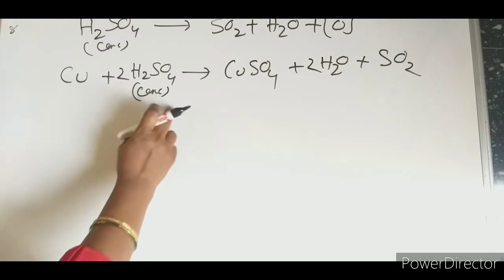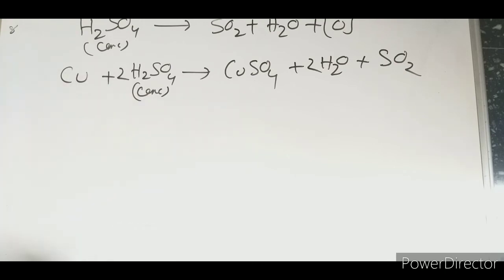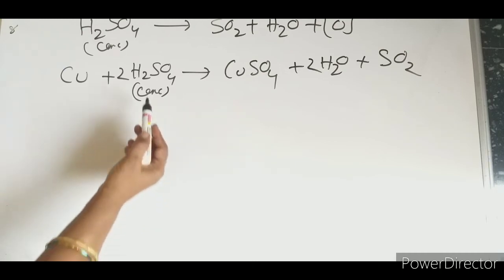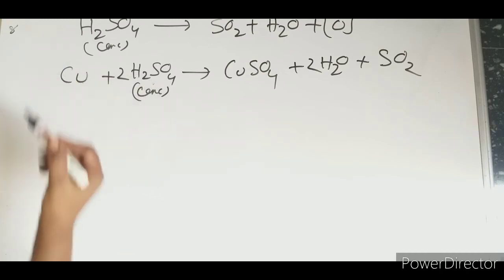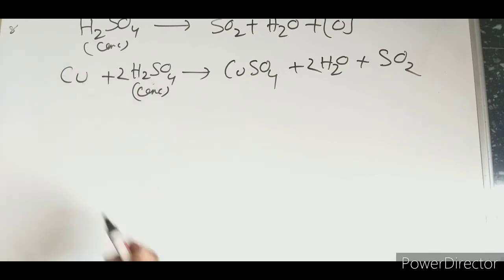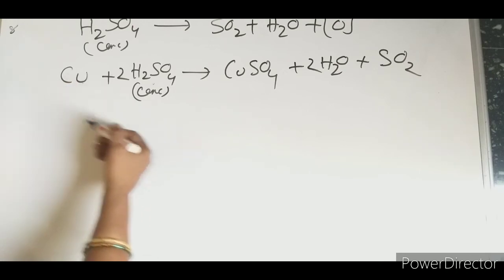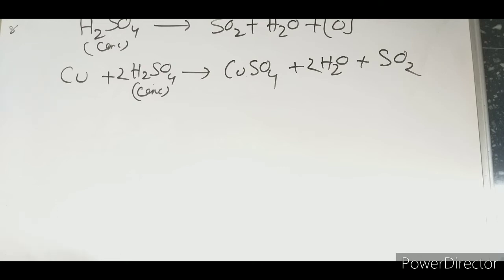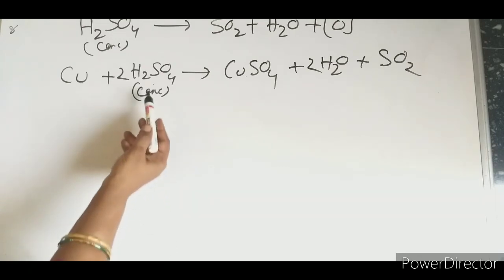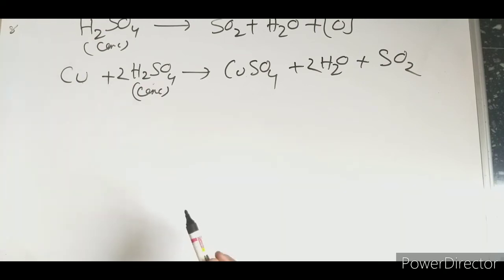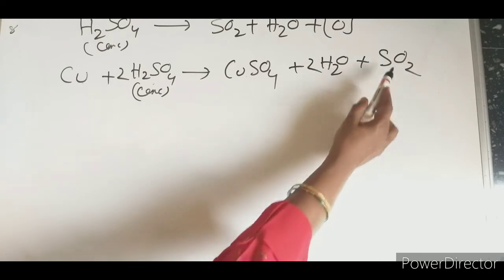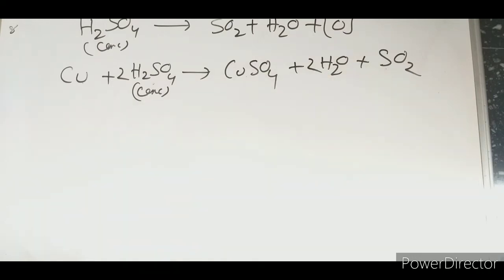Now this can be your observation also. What do you observe when concentrated sulfuric acid is added to copper? Here copper is the brownish metal or pinkish brown metal. This pinkish brown metal turns to a blue solution, because it will be in the liquid form. So it will turn to blue. You can write this as blue, along with sulfur dioxide gas.